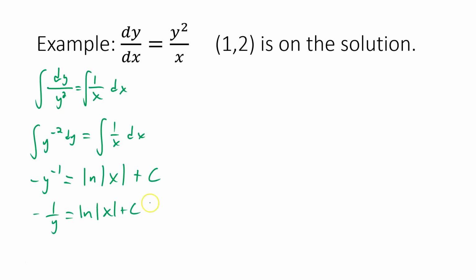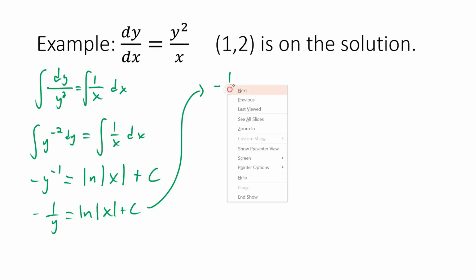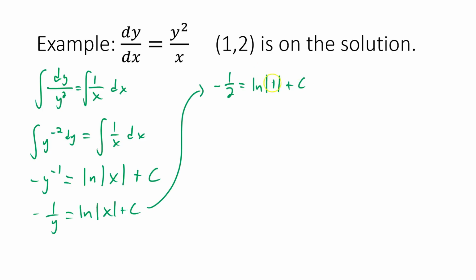And let's plug in our initial condition to try to solve for c. We could take the reciprocal and then solve for c, but we'll just do it right now where it is. So we have negative 1 over y, that's negative 1/2, is equal to natural log of absolute x, which is 1, plus c. Well, natural log of 1, we should know that that's 0, right? Because the question is e to what power gives us 1, and that answer is 0. So I have negative 1/2 equals c. So then our explicit, we have negative 1 over y equal to natural log absolute x, plus c, which is minus 1/2, because we just found negative 1/2 for c.